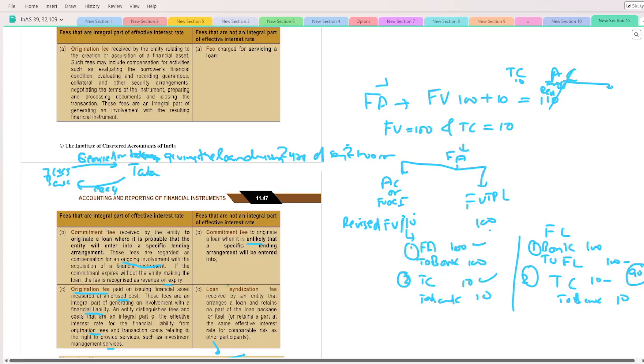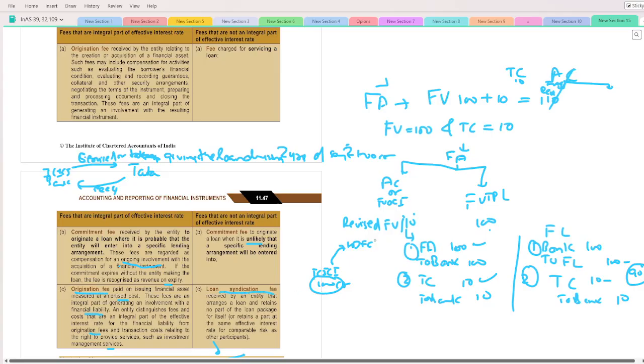Here, the loan syndication fee is received by an entity that arranges a loan and retains no part of the loan package for itself, or retains a part at the same effective interest rate for comparable risk as the other participants. So the loan syndication fee is like ICICI Bank has given a loan to Tata of 1,000 crore, and then ICICI Bank is syndicating it with other banks. It approaches another bank, SDFC: will you be participating in this 1,000 crore which will be given to Tata? So this is called a loan syndication fee.